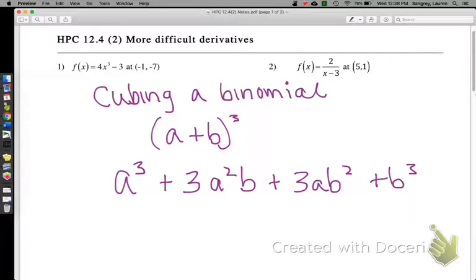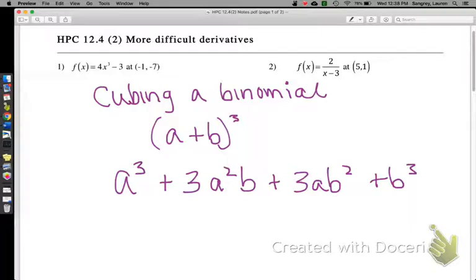Okay, this is our 12.4 day 2 notes. We're going to keep looking at derivatives, finding the slope of our secant line, getting our slope generator, etc. But the examples that we're going to see today will involve cubing a binomial. So I just want to refresh your memory.